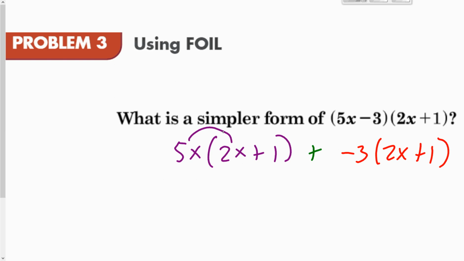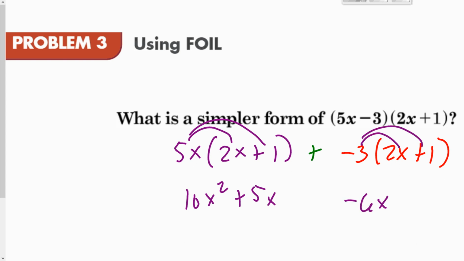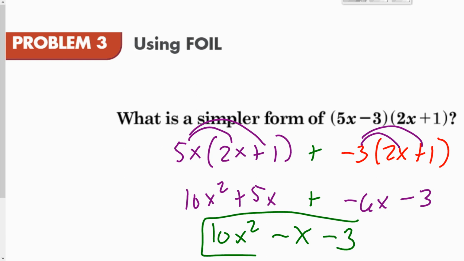So I distribute first. So I get a 10x squared, and then I get a plus 5x. Then over here I get a negative 6x and a negative 3. And then I'm going to combine like terms, right? Got addition in between. So I have a 10x squared, a 5x minus 6x. If I have $5, I can't spend 6. I have to borrow $1, right? And then I have a negative 3, so put a negative sign. So that is the distributed way.